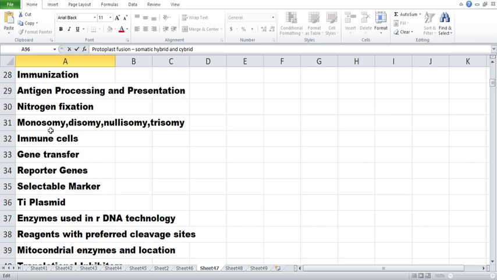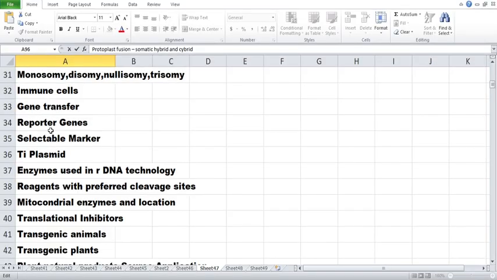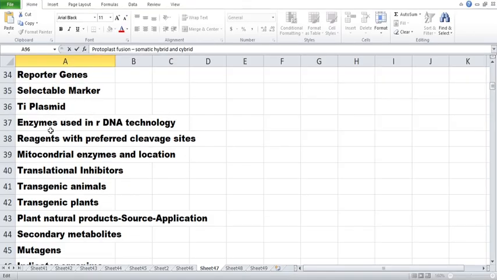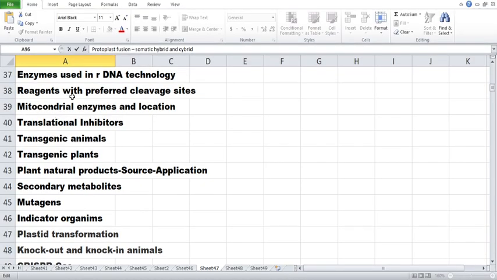Next, you should study immune cells with special focus on B and T cells. You should know complete information about B cells and T cells. In addition to that, you should also know about other immune cells like macrophages and NK cells. Next, gene transfer techniques and reporter genes, selectable markers. While studying gene transfer techniques, definitely you should know about the Ti plasmid, and while studying the Ti plasmid, you should know about the vir genes. Next, enzymes used in recombinant DNA technology and reagents with a preferred cleavage site. Some chemicals are used for enzymatic cleavage. For example, trypsin specifically cleaves on the C-terminal side of lysine and arginine.